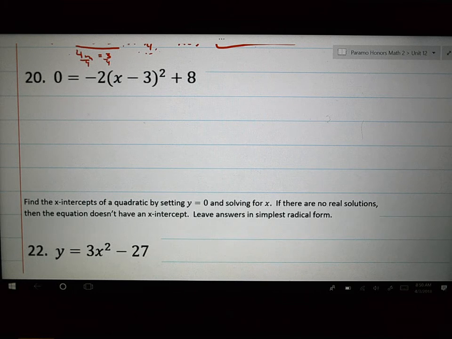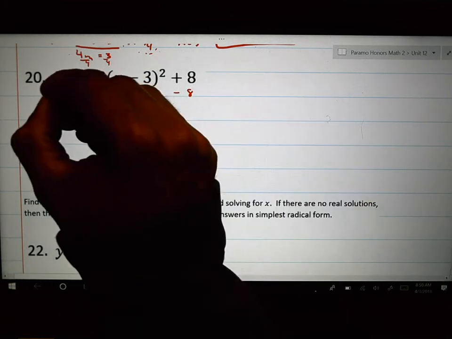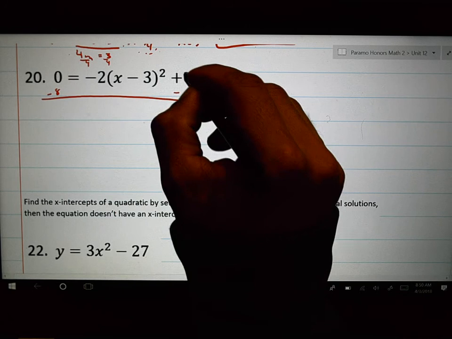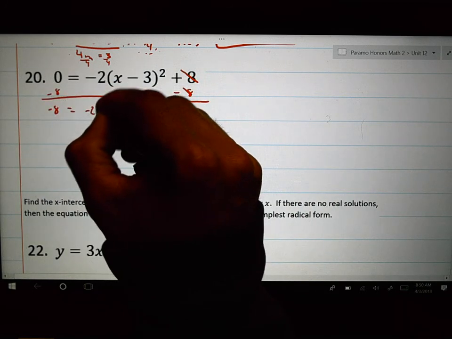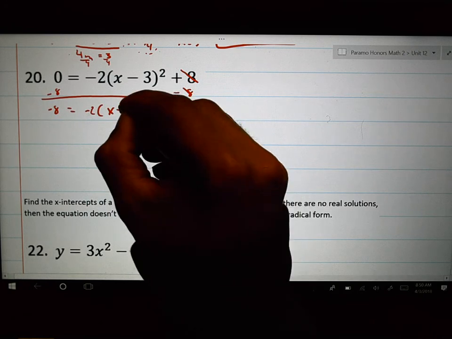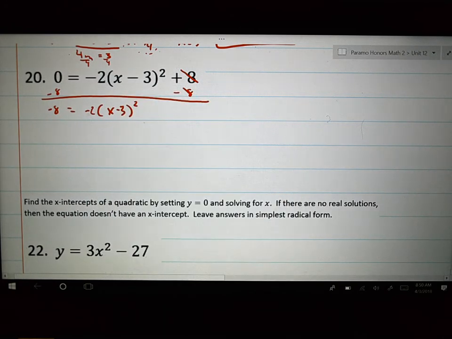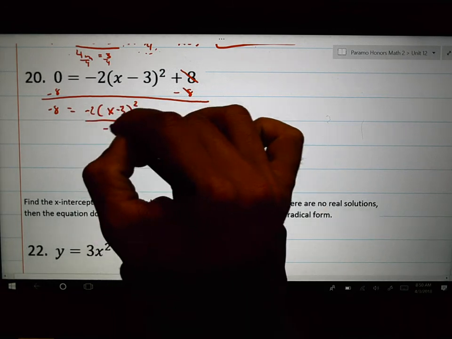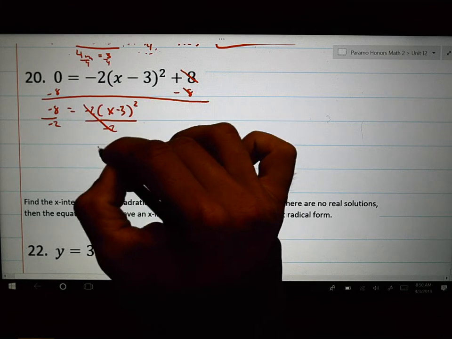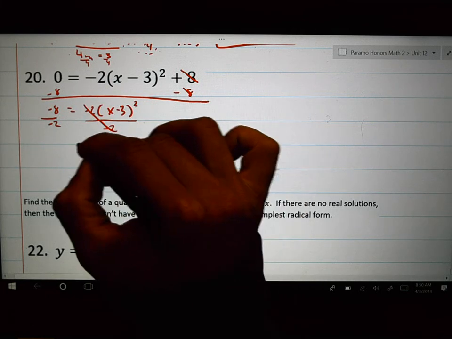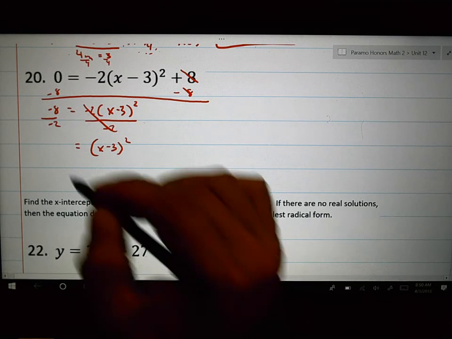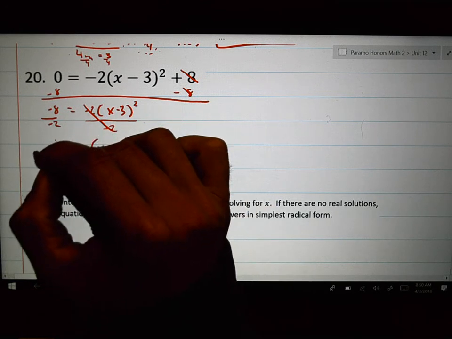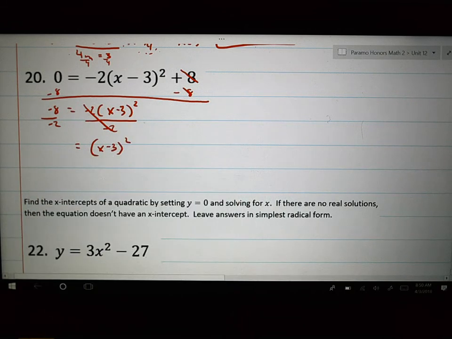So here's what I want you to do. I'm going to subtract 8 from both sides. 8 minus 8 is 0. 0 minus 8 is negative 8 equals negative 2 times x minus 3 squared. The negative 2 is multiplying the x minus 3 squared. I'm going to divide by negative 2. Negative 8 divided by negative 2 is? Why don't you tell me what it is? Good.